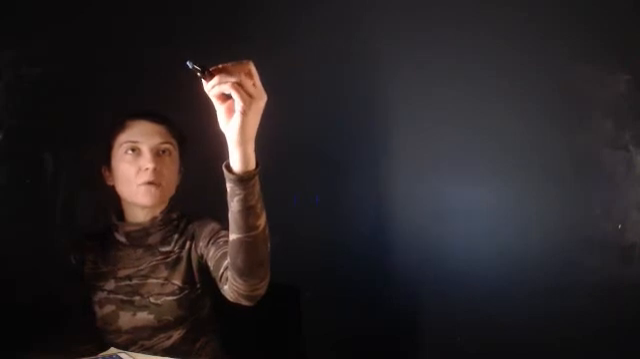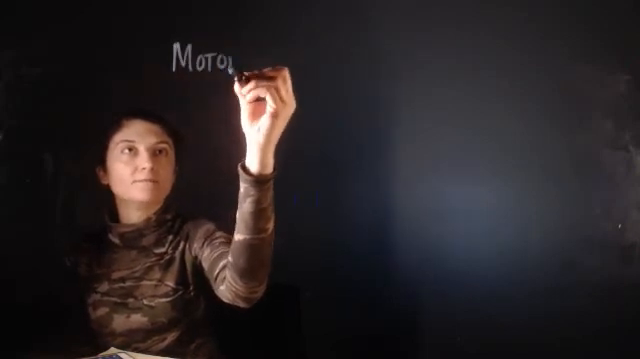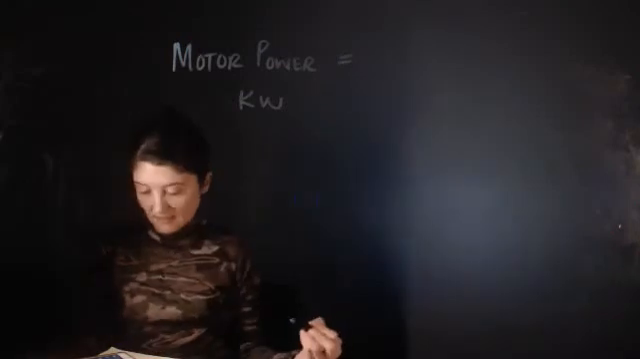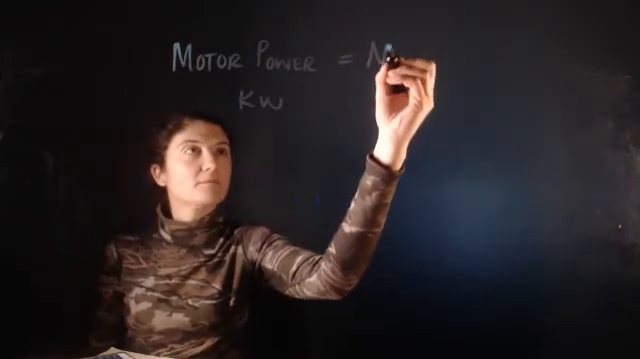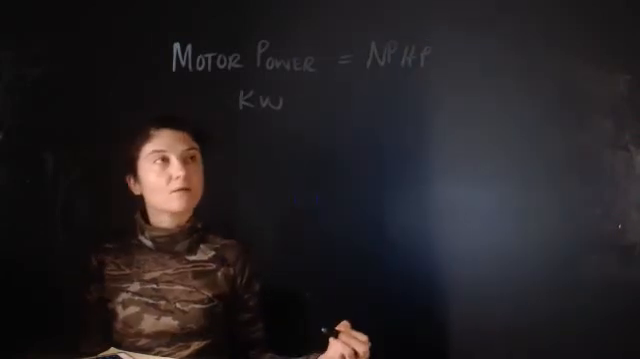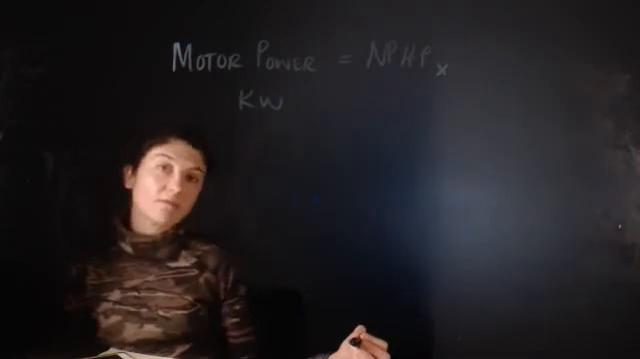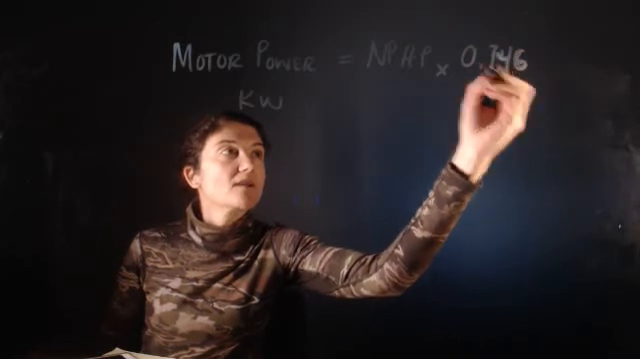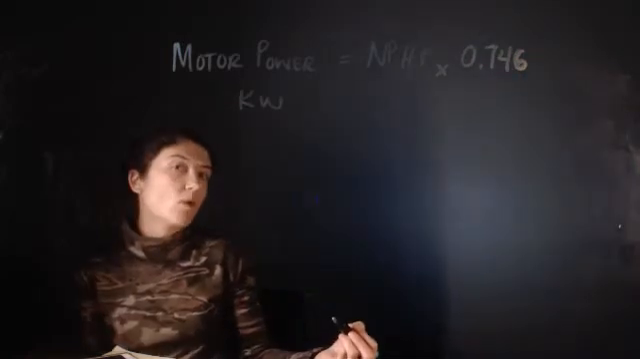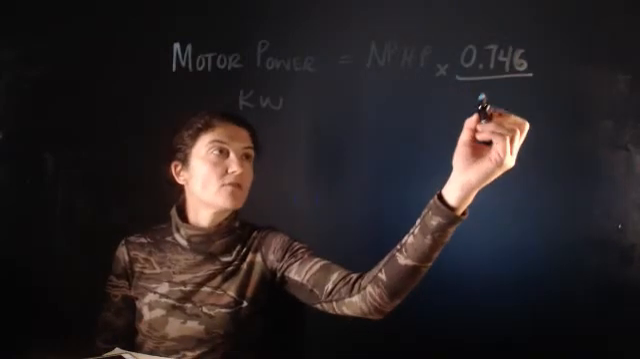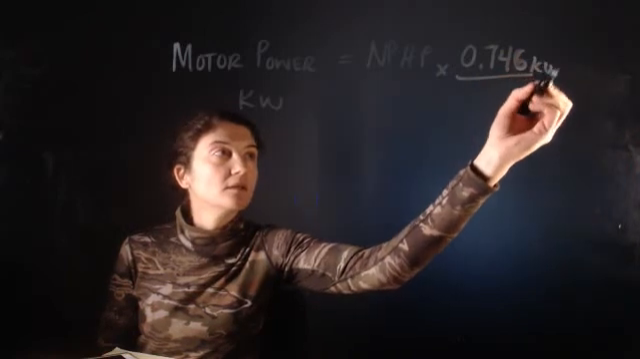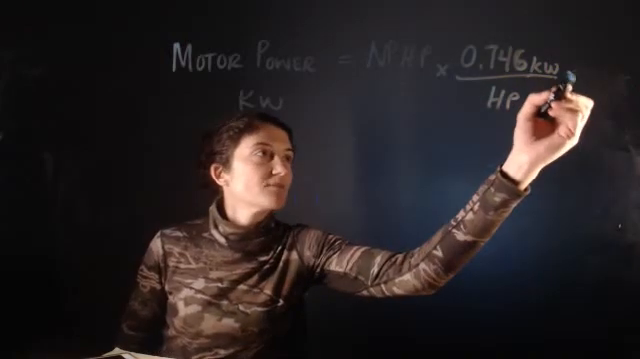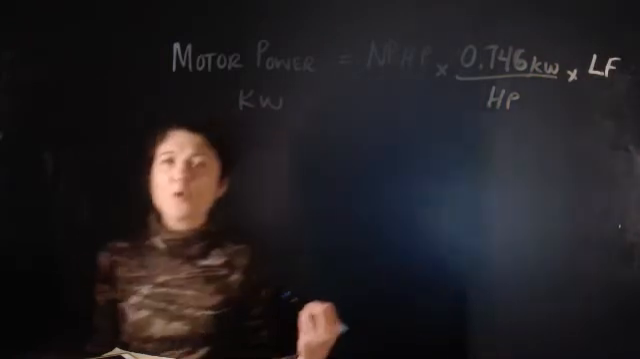The calculation for calculating motor power in kW is taking the nameplate horsepower rating times a conversion factor. There are 746 watts in 1 horsepower, so that means there's 0.746 kW per horsepower. So we'll take that conversion factor and we'll multiply all of this times load factor.